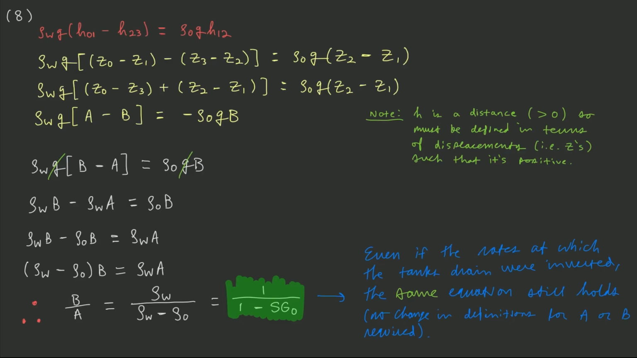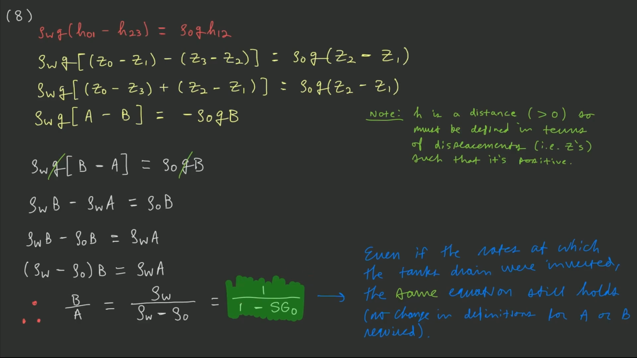And when we solve for B over A for case number 2, we see that the final equation is again 1 over the quantity 1 minus SGO. So essentially, this is the equation that we need. And this equation applies no matter what the tanks are doing. Whether tank 1 is draining faster, or tank 2 is draining faster, or one starts higher and then it inverts, or the other one starts higher and then it inverts. Doesn't matter. This is the equation that applies.